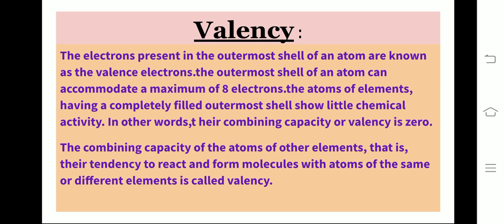Similarly, if we talk about the inert elements like helium and neon, the helium atom has 2 electrons in the outermost shell, and all the other elements have atoms with 8 electrons in the outermost shell. So, the combining capacity of the atoms of other elements, that is, their tendency to react and form molecules with atoms of the same or different elements, is called its valency.